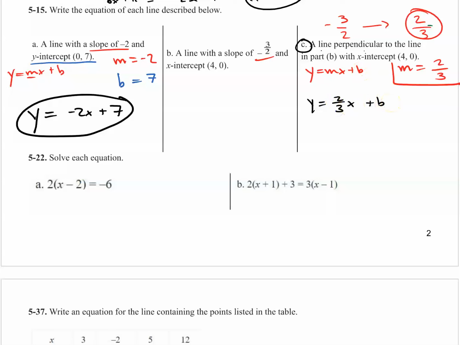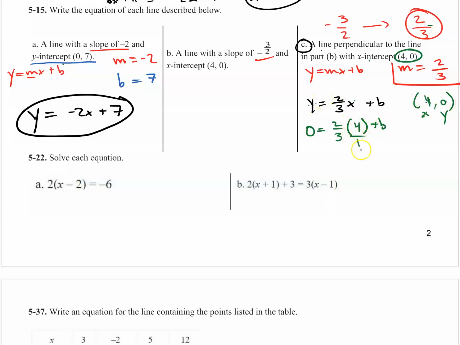Okay, that's where this guy comes in. 4, 0. So this point is the x-intercept. The y-intercept is the starting value, but the x-intercept is different. So the x-coordinate is 4 and the y-coordinate is 0. So that means, let me transfer these into my equation. When y is 0, equal sign, 2 over 3, x should be 4. So you basically plug in 4 for x and 0 for y.